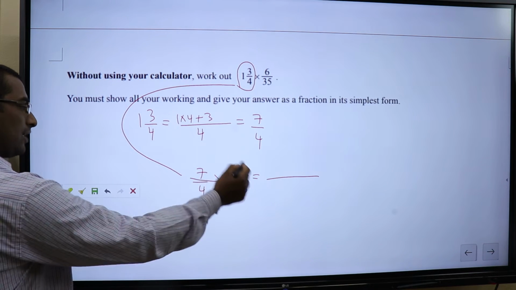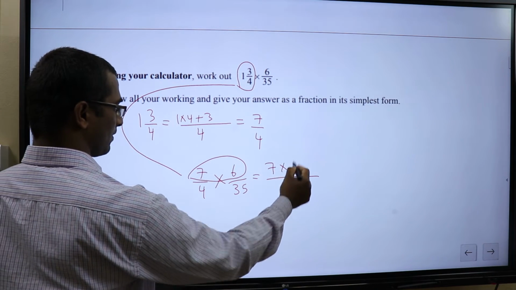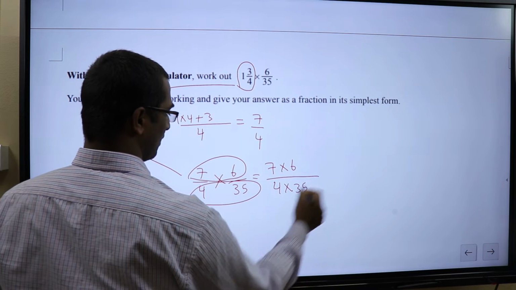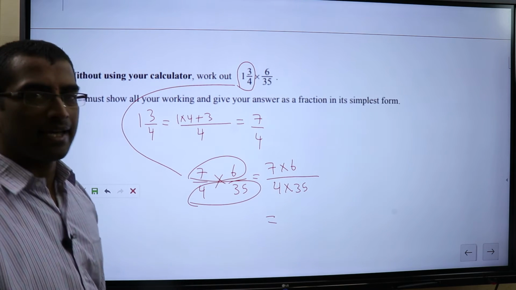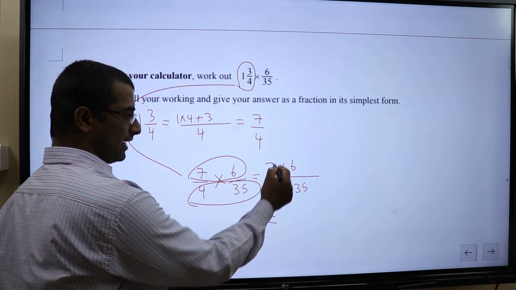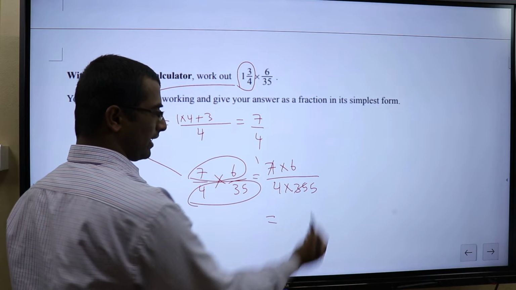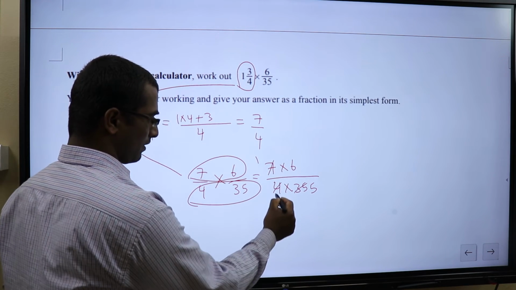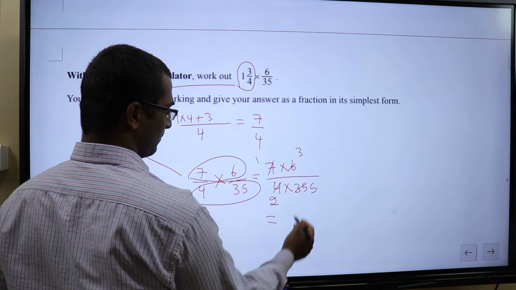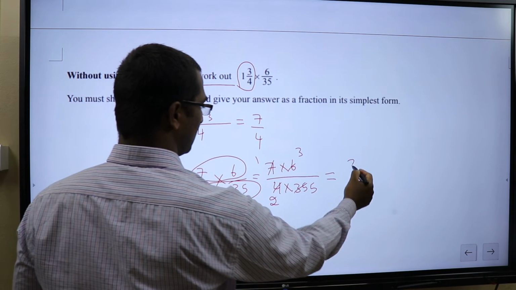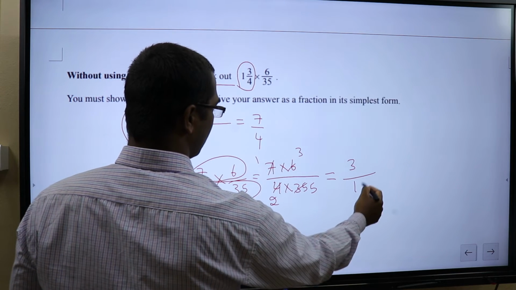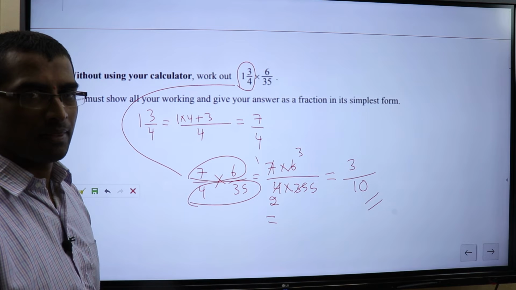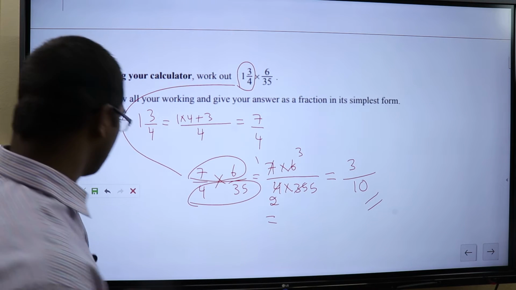The numerators you write in the numerator itself and the denominators in the denominator. Now see, does anything get cancelled out? I can cancel 7 and 35. So 7 ones, 7 fives. And also 4 and 6 cancel out in the 2 table. So 2 twos, 2 threes. What is left out? 1 × 3, 3. 2 × 5, 10. So 3/10 is your answer. Understood? Next one.